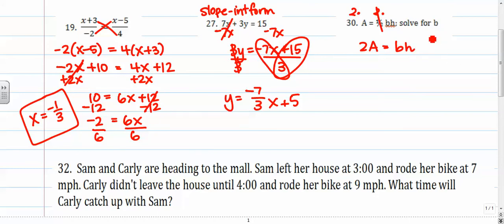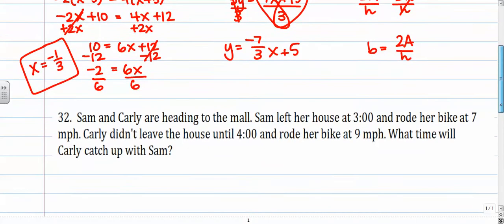Since I'm solving for b, now I need to move the h. The b and the h are being multiplied, so I'm going to divide. Okay, cancels out the h, and you look, you've got b all by itself. Remember I said these aren't going to be pretty. You're not going to get x equals 2 or anything like we're used to. You're going to have a new formula that's just been rearranged. Okay? All right, last one, 32, word problem.